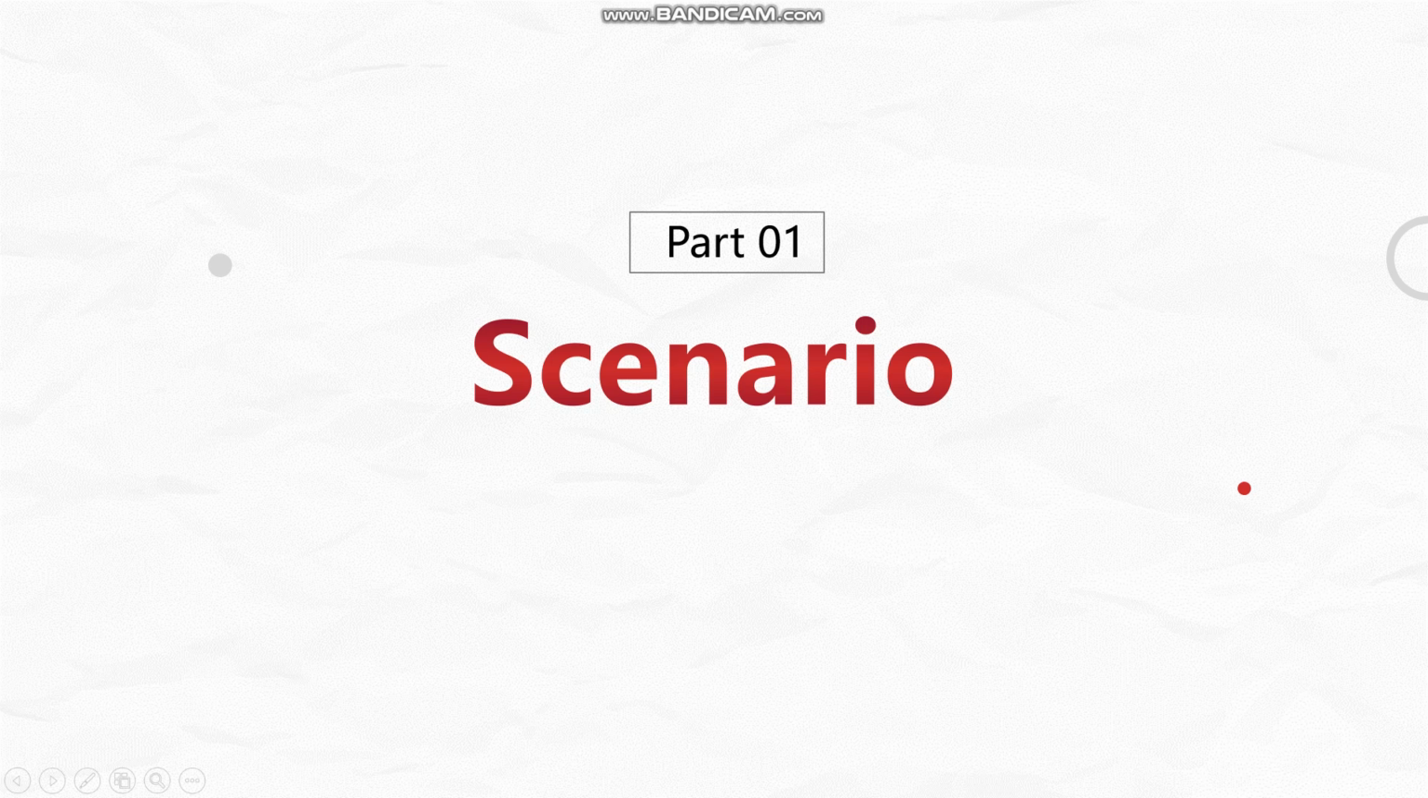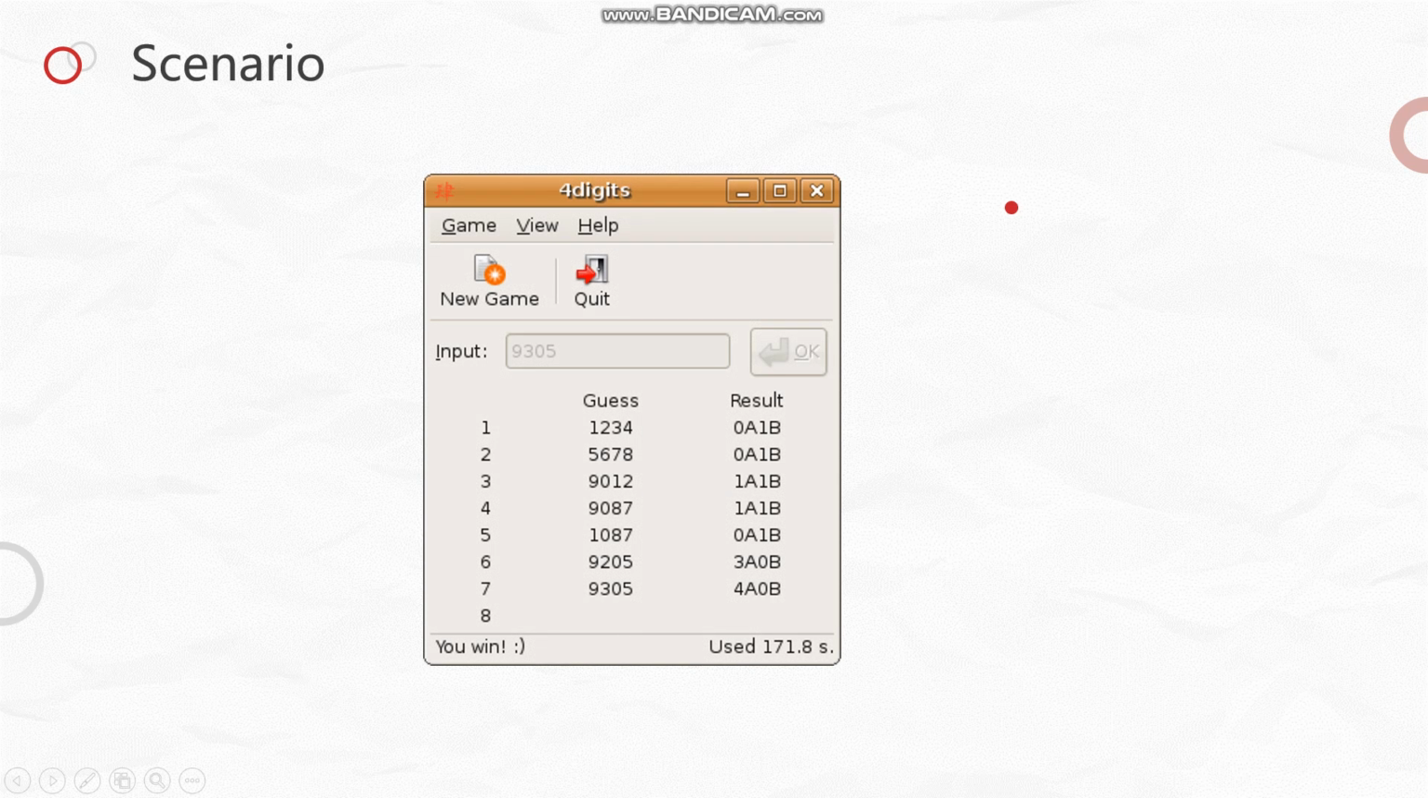The first part, the scenery. The main structure of the game is the input number and the result. When the player gets the result 4A0B, it means the player wins and can end the game. If not, the game will continue. How do I get 4A0B? Let me tell you later.